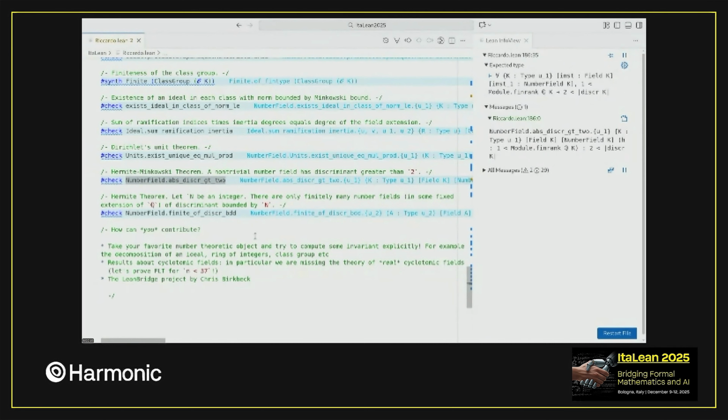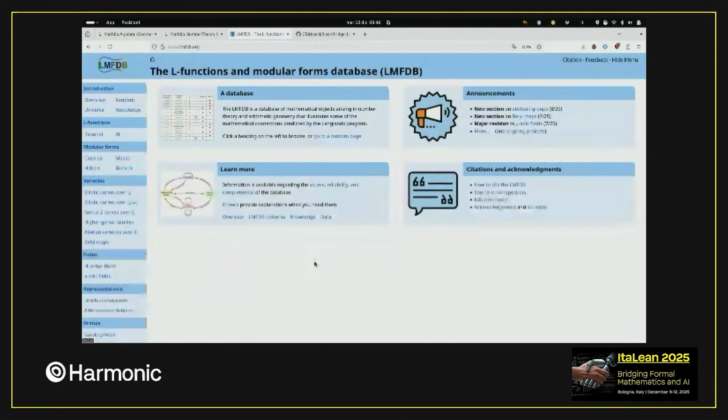Okay. And if you are interested in such a project, let me say that Chris Birkbeck recently launched a project called the Lean Bridge, where their goal is to formalize a lot of computation done in the L-functions and modular forms database. So this is an internet database where there are a lot of explicit computations about number fields and also modular forms, but let's stick to number fields for the moment. So the goal of Chris's project is to formalize a lot of results in this database. Maybe try to automatize the formalization in some sense.